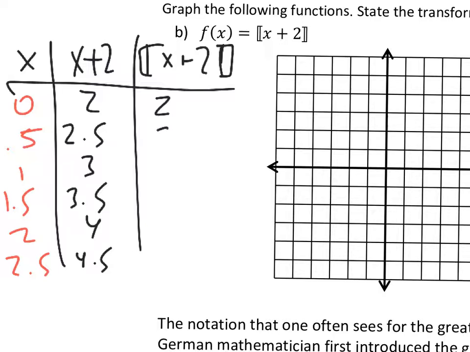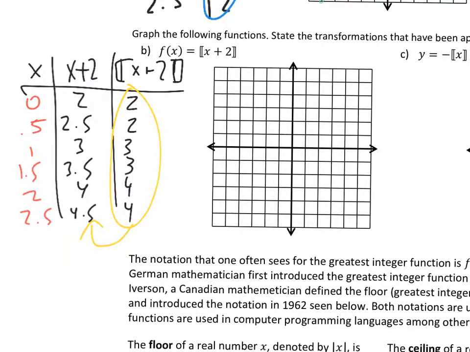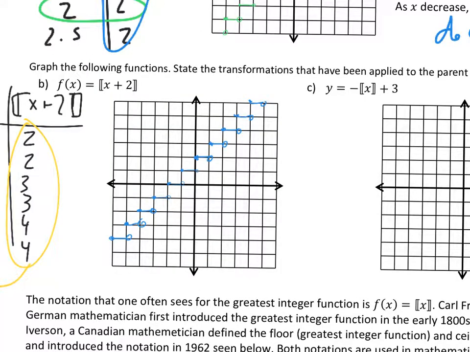I would get 2. I would get 3. I would get 4. So again, all of these values cannot exceed these values. Okay, and then I'll graph it. And that's what your function should look like.